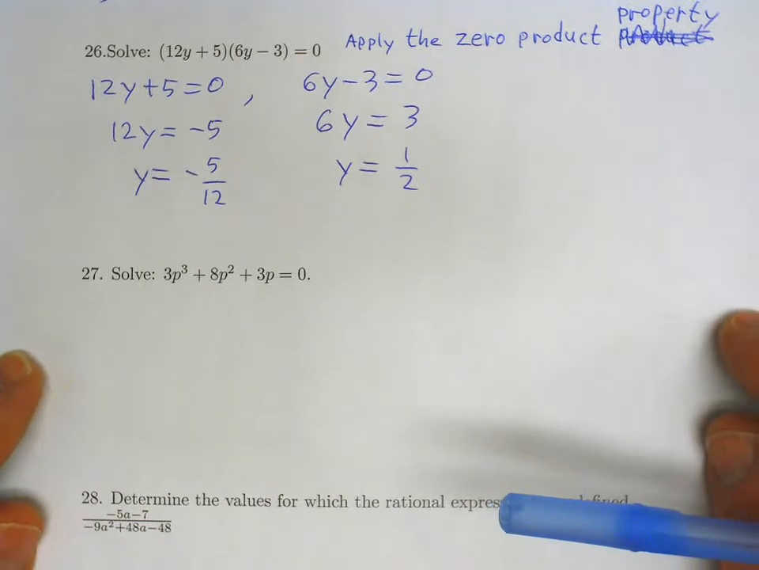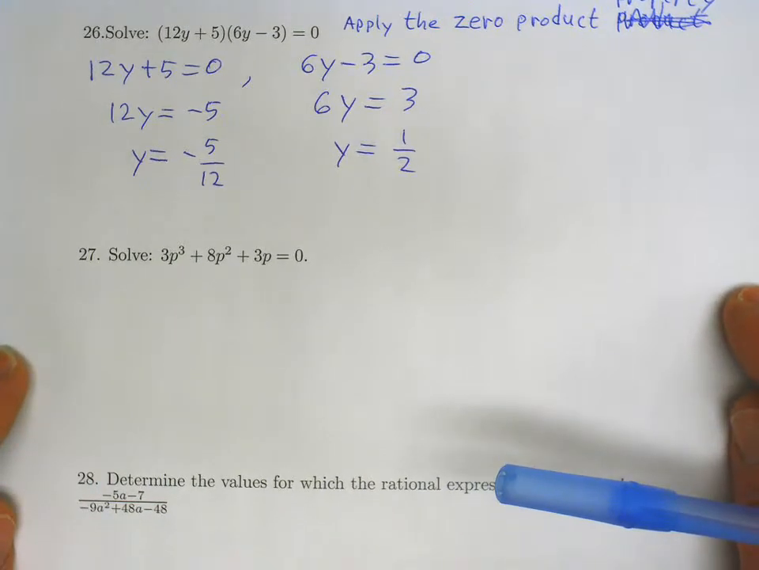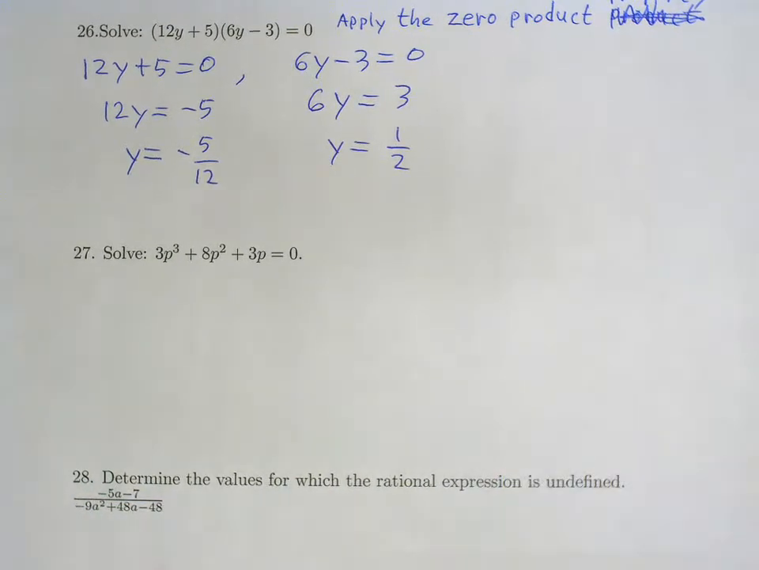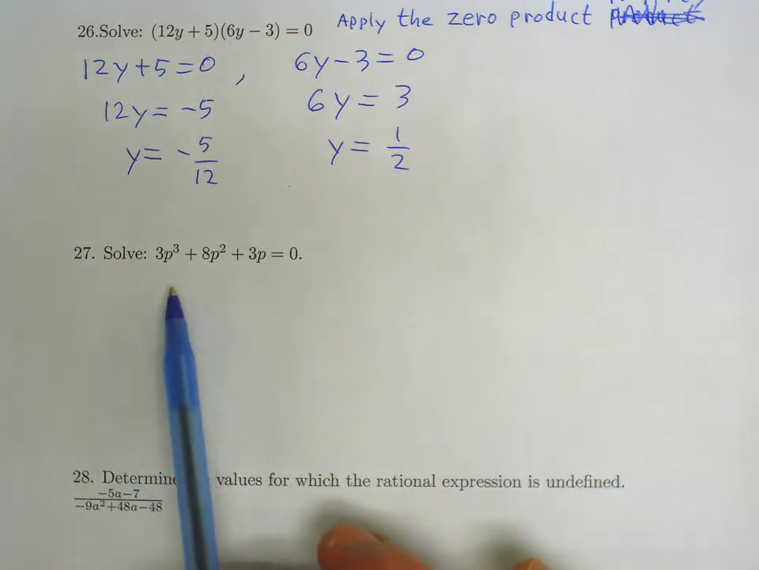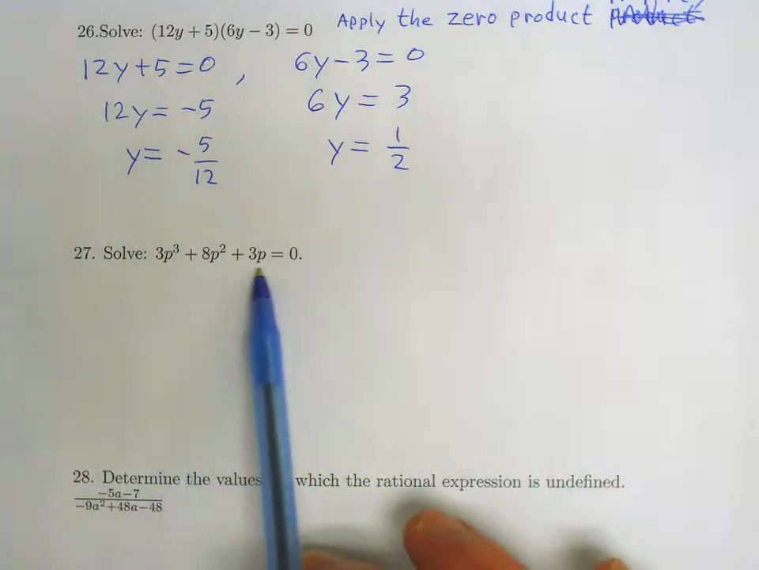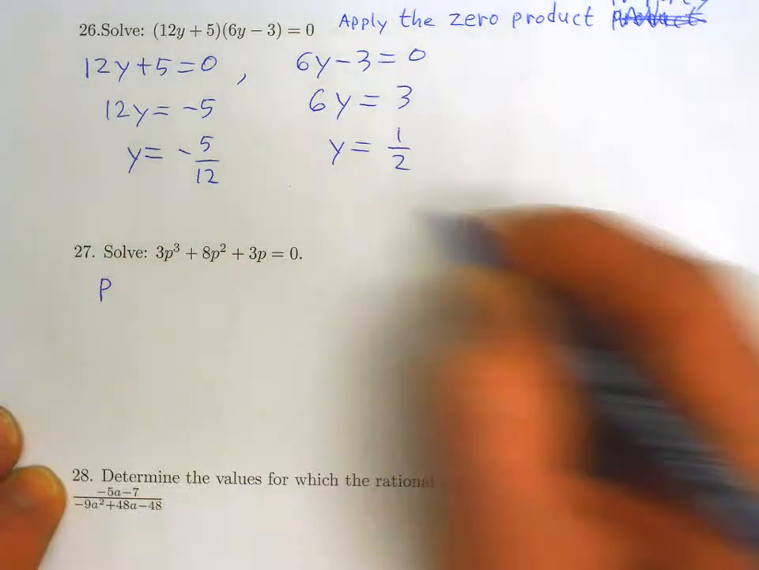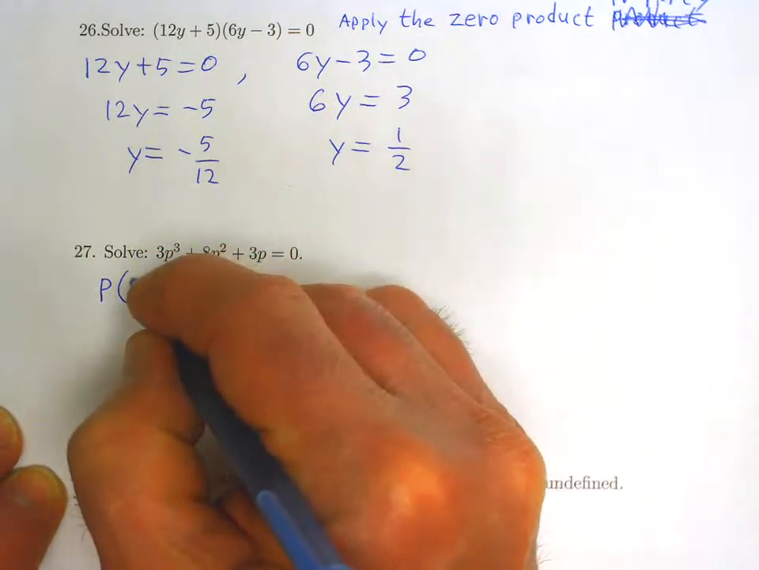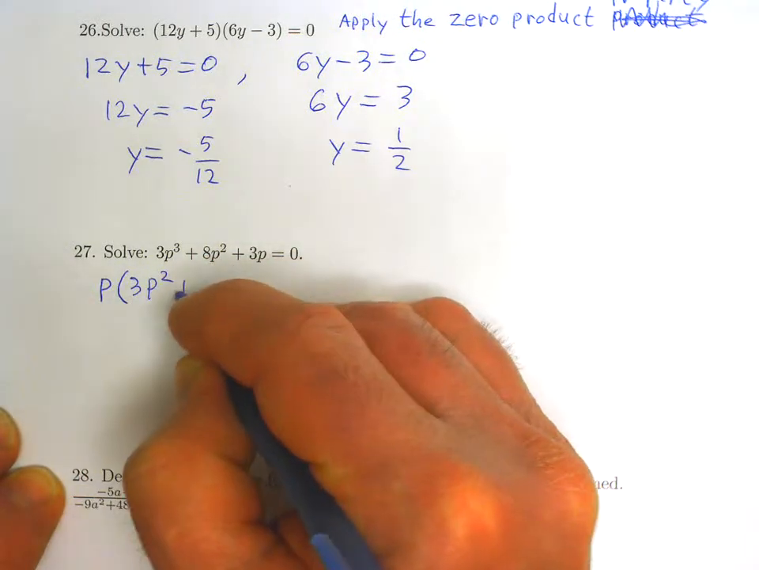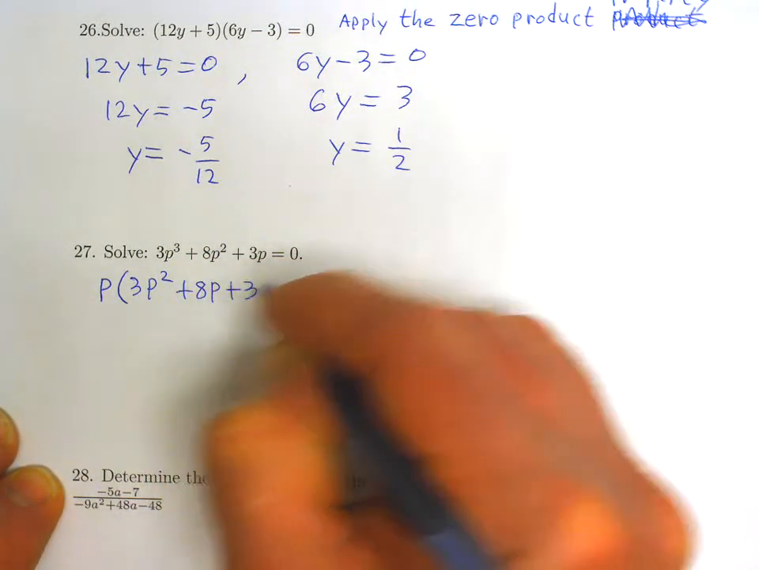Okay, the next problem, 27. Solve the equation 3p^3 + 8p^2 + 3p = 0. The first step in factoring: if the greatest common factor of the terms is something besides 1, you want to factor that out. So we'll factor p out, and we get p times (3p^2 + 8p + 3) equals 0.